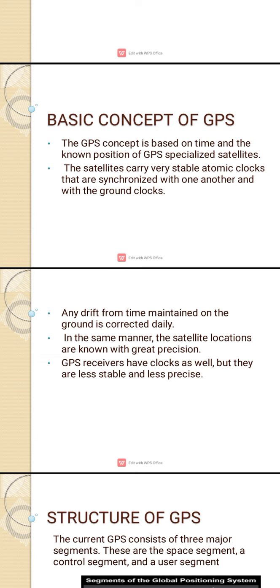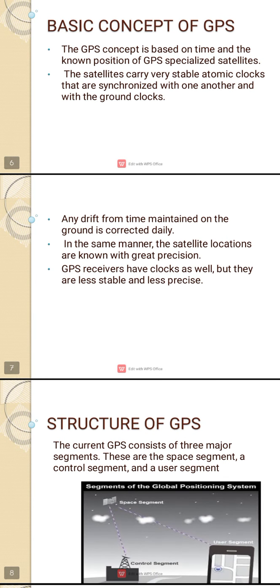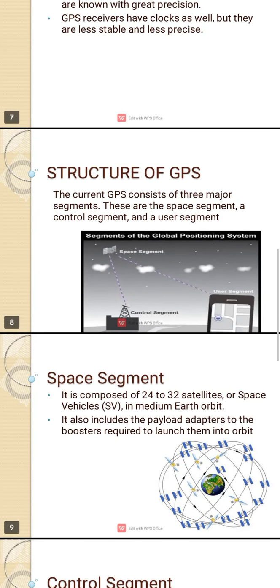Atomic clocks are clocks whose timekeeping mechanism is based on the interaction of electromagnetic radiation with excited states of certain atoms. They are synchronized, that is, they are adjusted to show the same time as one another and with the ground clocks. Any drift from time maintained on the ground is corrected daily. In the same manner, the satellite locations are known with great precision.